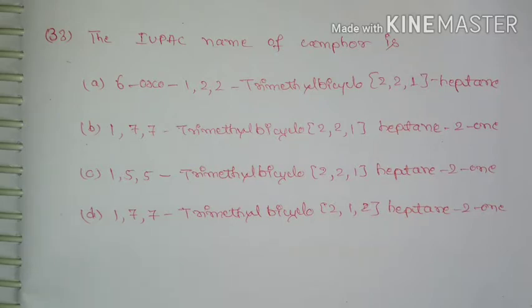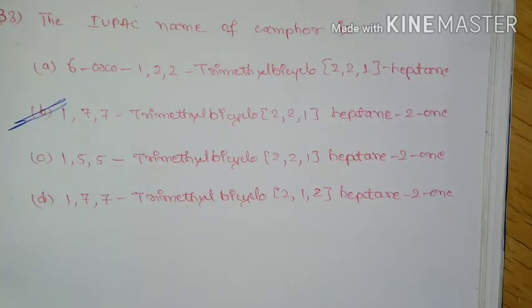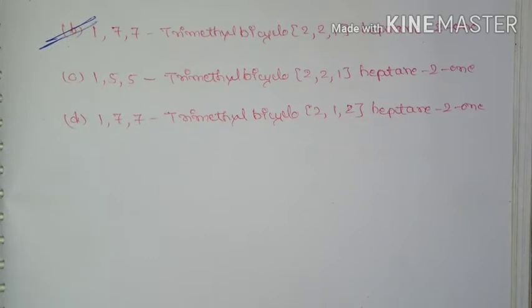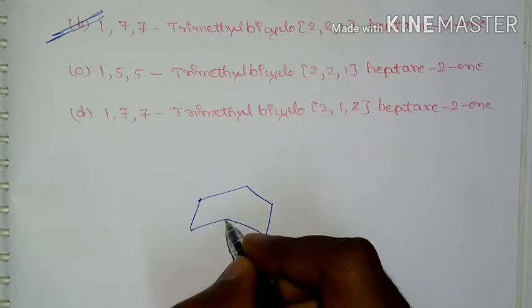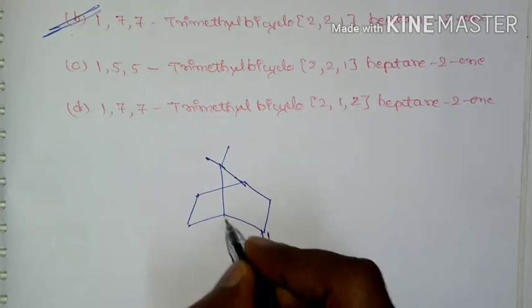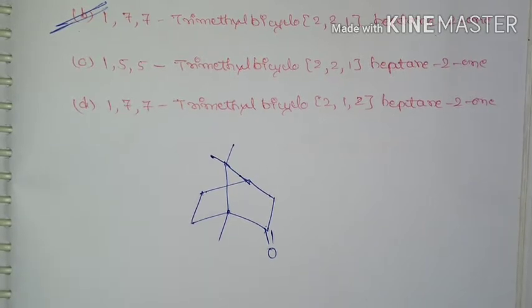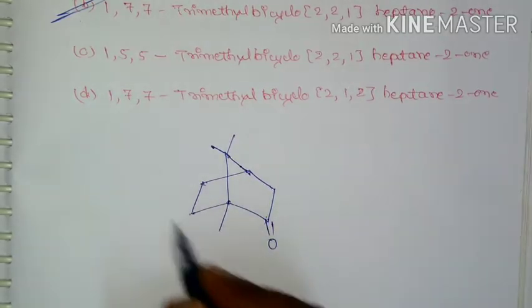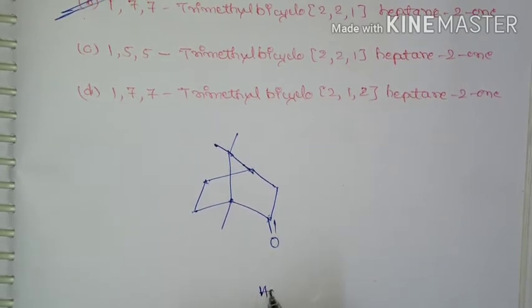So the correct option is 2: 1,7,7-trimethylbicyclo[2.2.1]heptan-2-one. So this is the structure of camphor. It is a bicyclic compound. So it is having 1, 2, 3, 4, 5, 6, 7. So in total we need to count the total skeletal carbons. It is heptane.